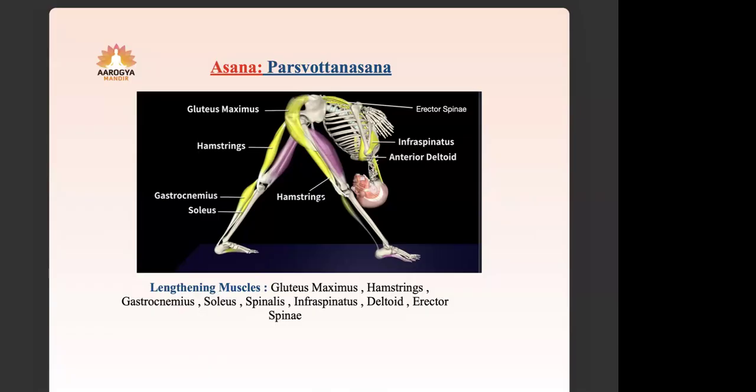At the same time, you also find that anterior deltoid and infraspinatus muscle are getting active because of folding of palms behind the mid back. So this is a visual representation of what all muscles are getting stretched while you are doing this Parshvottanasana.